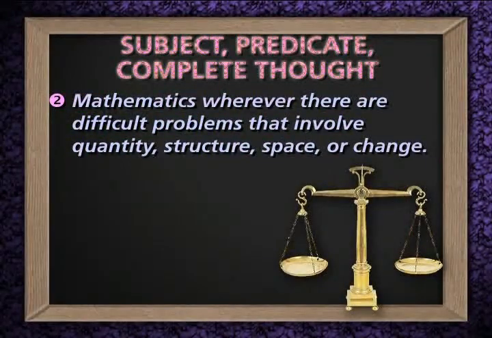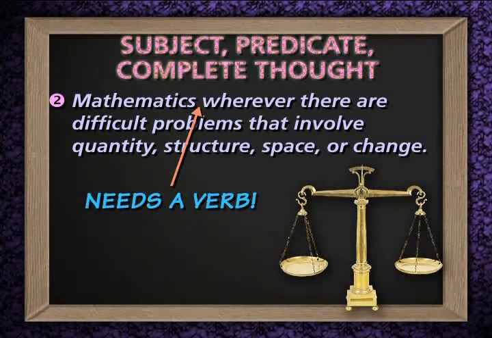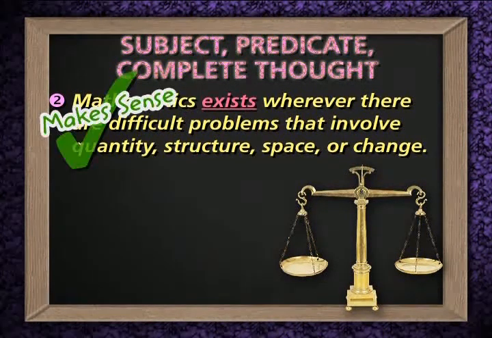Number 2, mathematics, wherever there are difficult problems that involve quantity, structure, space, or change. This sentence doesn't make sense either. And the reason is I'm missing a predicate. I need some verb in there to make sense. I'll try exists. Mathematics exists wherever there are difficult problems that involve quantity, structure, space, or change. Now my sentence makes sense.